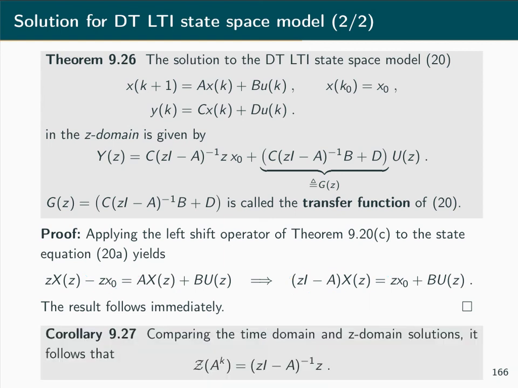By a simple comparison of the results in Theorem 9.25 and Theorem 9.26, we can immediately deduce corollary 9.27, namely that the Z transform of the matrix A to the power k must be equal to, in brackets, zi minus a inverse times z. Or, in other words, the Z transform of the discrete time fundamental matrix is equal to the resolvent of A times Z.